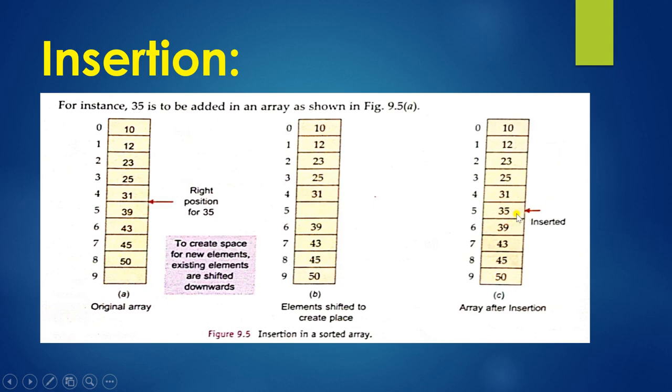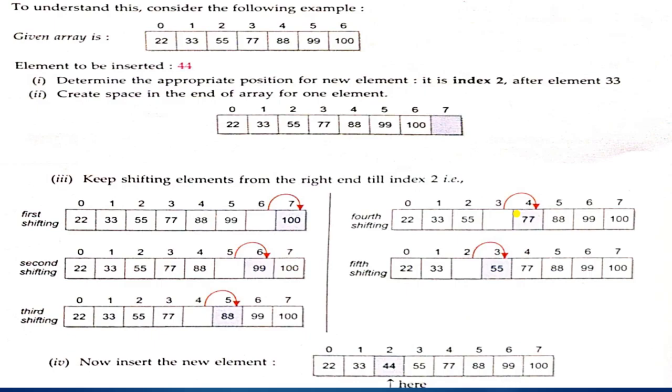Okay, so this is insertion in a sorted array. But the condition is the list should be sorted. Now you can see one more example, to understand this. For example, this is the array, and you want to insert the element 44. Where do you want to insert? At index 2. So determine the appropriate position for the new element, that is index 2. So after element 33, here you want to insert.